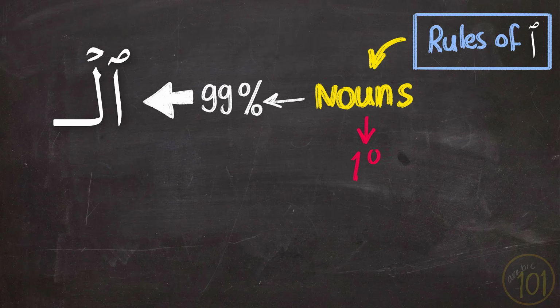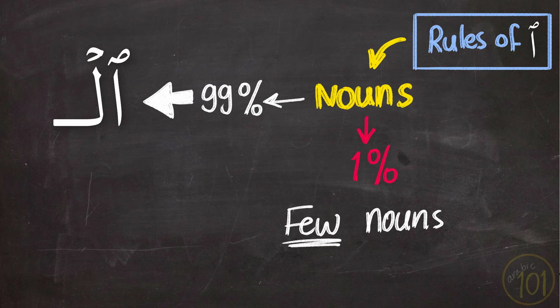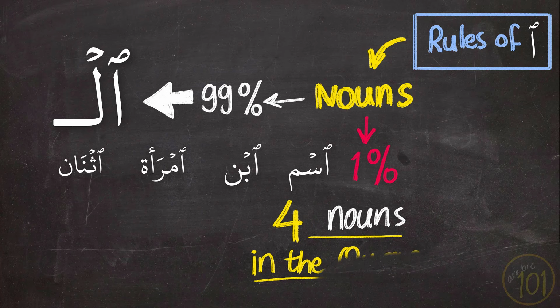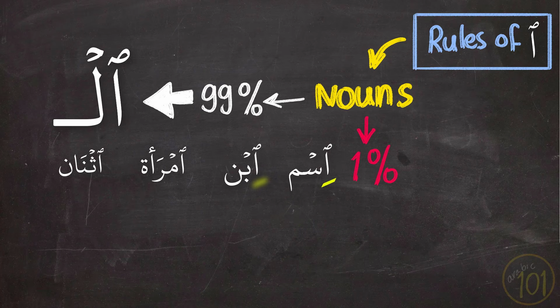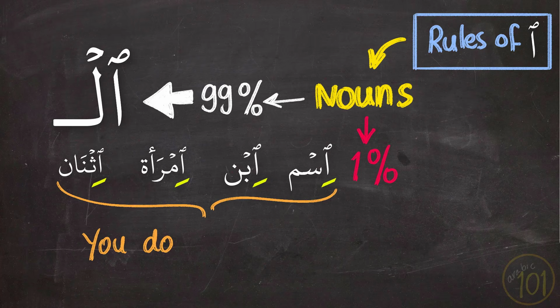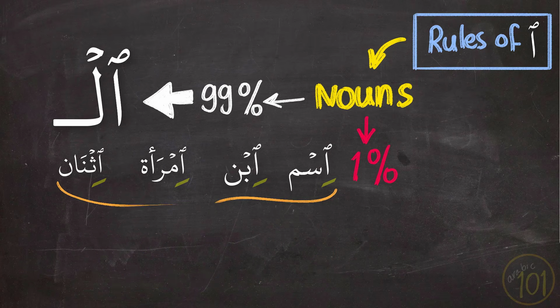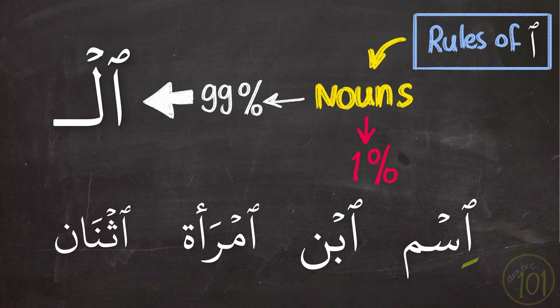But then, what about the 1%? Well, in Arabic, there are very few nouns that start with hamzat al-wasl. There are actually only 4 original nouns mentioned in the Quran starting with hamzat al-wasl. And for them, we use kasra under hamzat al-wasl at all times. Added to that, they don't really come in positions in the Quran where you would normally start at them. But if it did happen, you pronounce them as ism, ibn, imra'ah, ithnan.